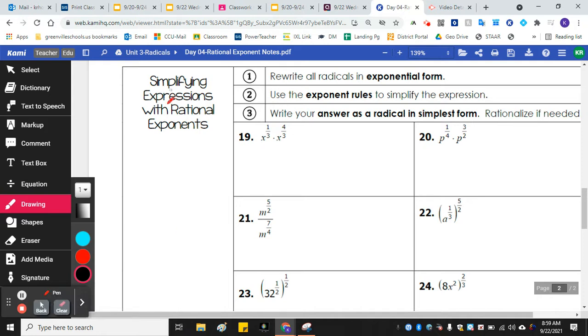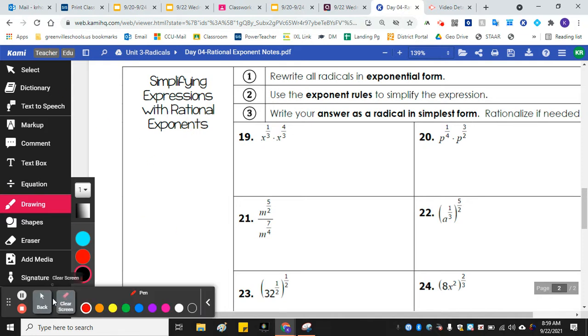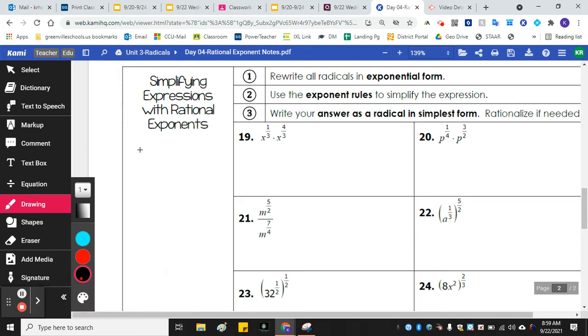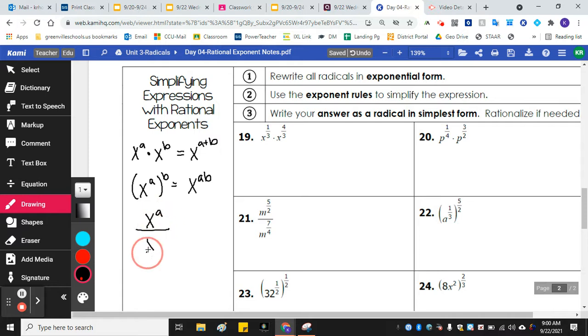All right, on simplifying expressions with radical exponents, there are a lot of rules that you have to know to be able to do this. First off, let's just start with your exponent rules. If you have like bases and you're multiplying them, you will add your exponents. If you are raising a power to a power, you multiply. If you are dividing like bases, you subtract. And I think that's it.